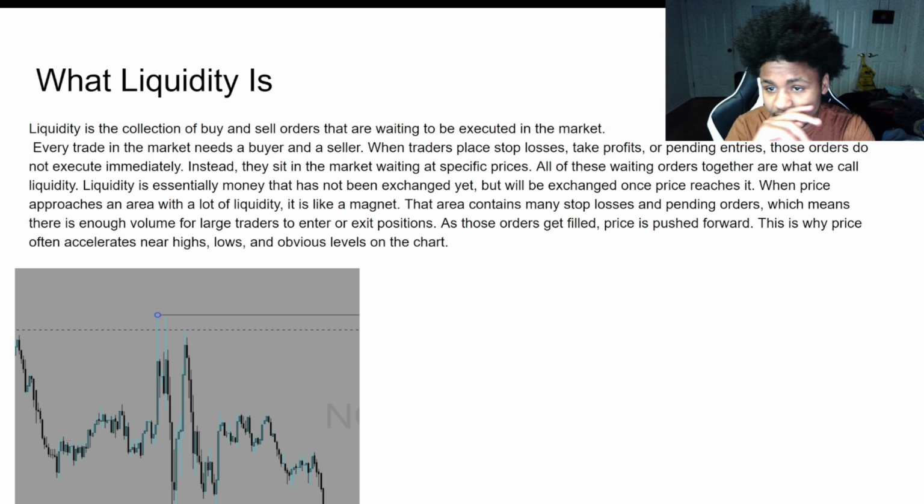Liquidity is a collection of buy and sell orders that are waiting to be executed in the markets. Every trade in the market needs a buyer and a seller. When traders place a stop loss, take profits, or pending entries, those orders do not get executed immediately. Instead, they sit in the market waiting at a specific price. All of these waiting orders together are what we call liquidity. Liquidity is essentially money that has not been exchanged yet, but will be exchanged once price reaches it.